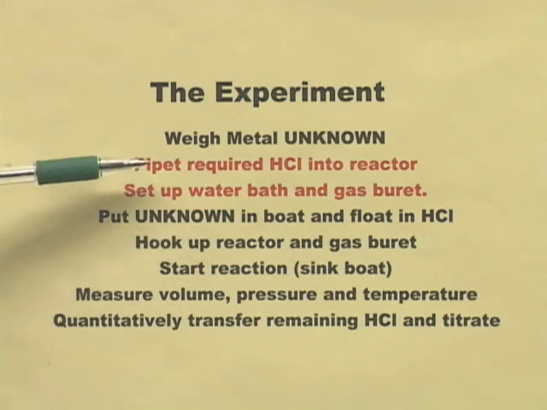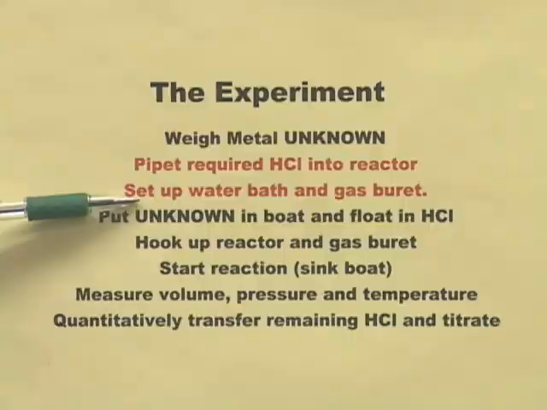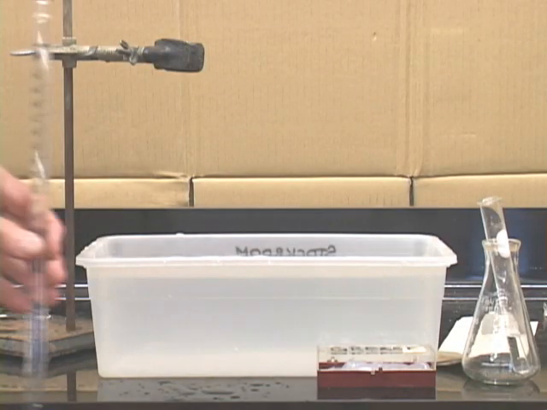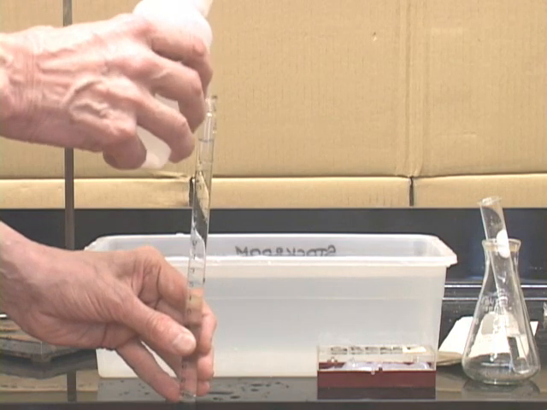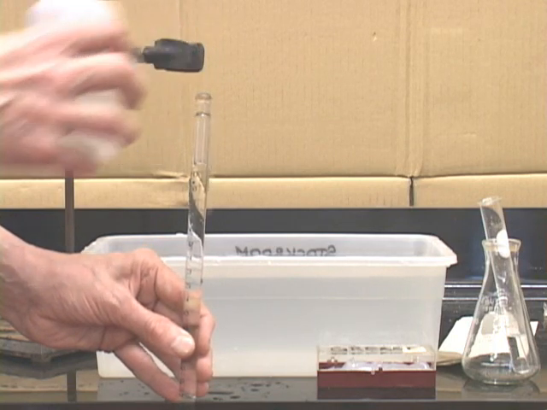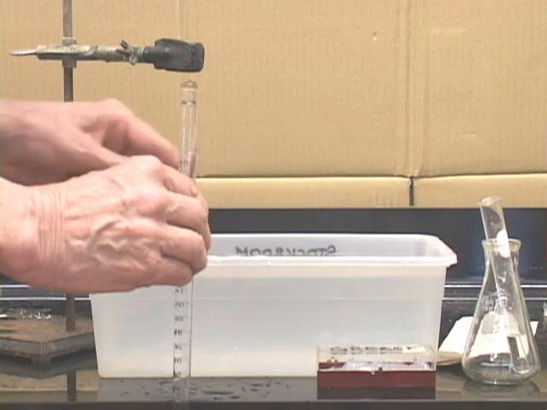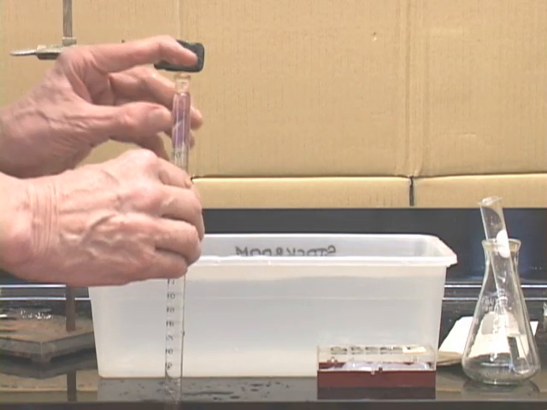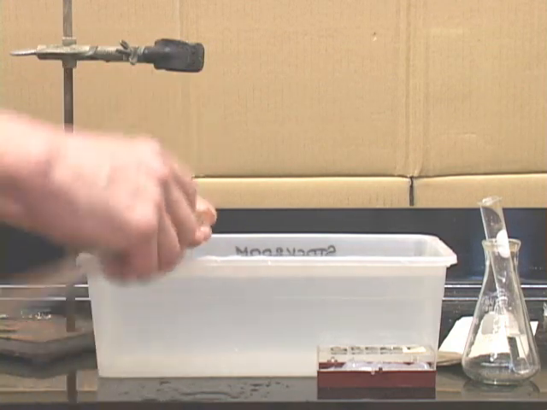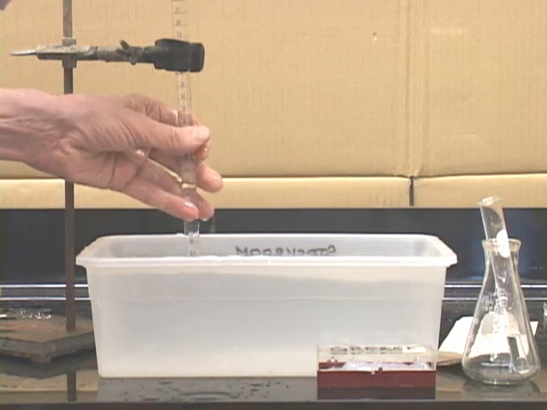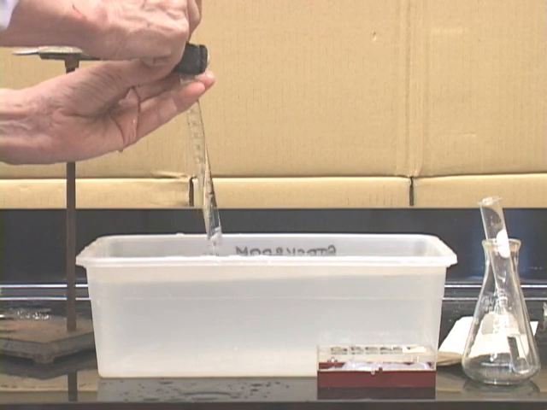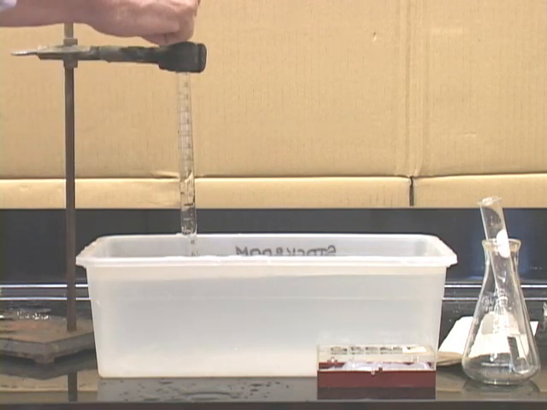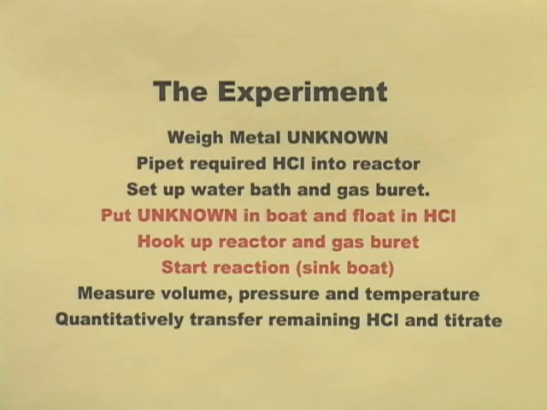You've already seen how to pipette, but we'll set up the water bath and the gas burette. To set up your gas burette, you're holding it upside down, and you must fill it all the way completely full. Use the same temperature water as you have in the bath here. Put your finger over the top, turn it upside down and under the water, and then clamp it in place. You may need to use a towel here to hold it in place.